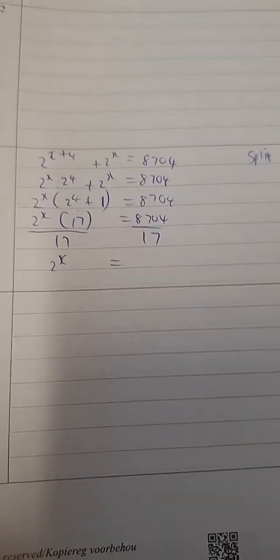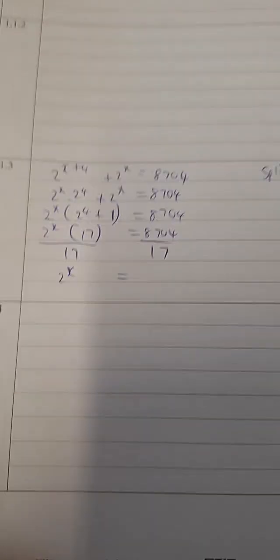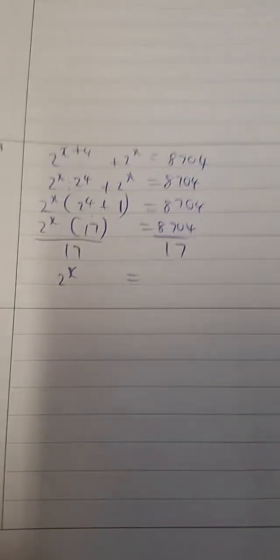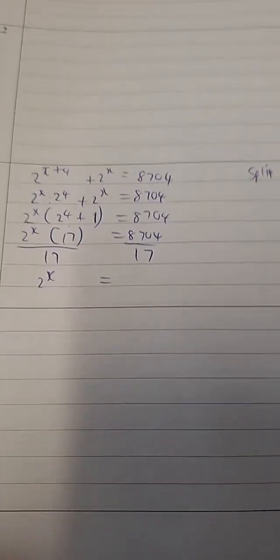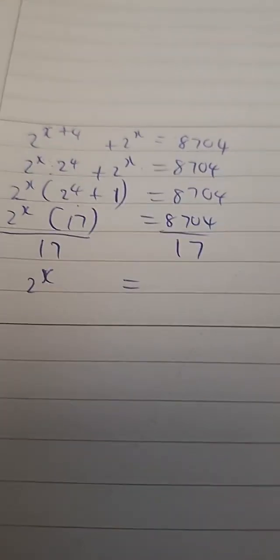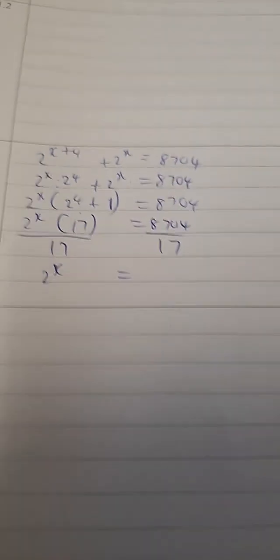What is the value that you get? Come on, comment section. You guys are here, right? What's 8,704 divided by 17? Come on, come on, come on.